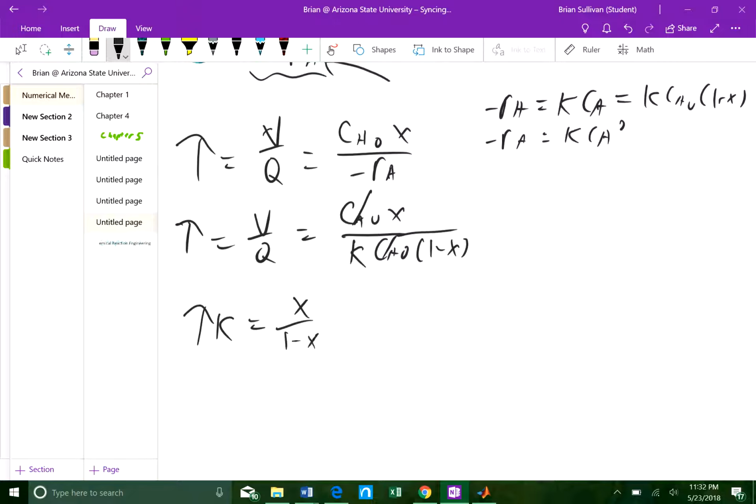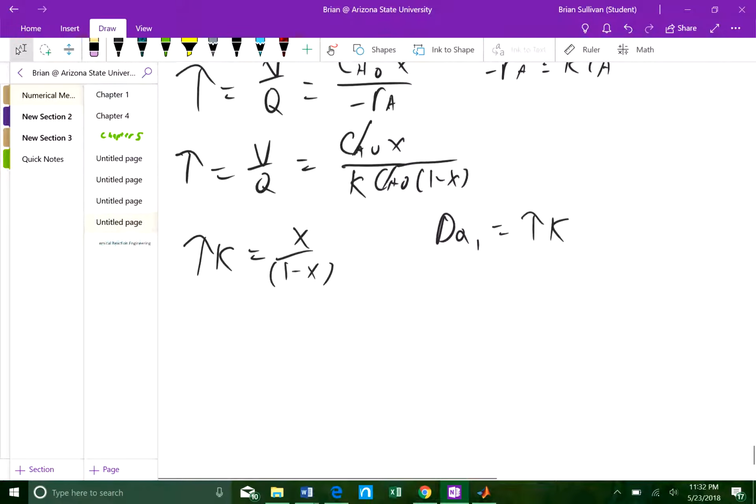Why even do that? Why even name it the Damkohler number? So Da for a first order reaction is equal to tau times k, and it's basically written like this. So in industry, this is what they'll use. But why?